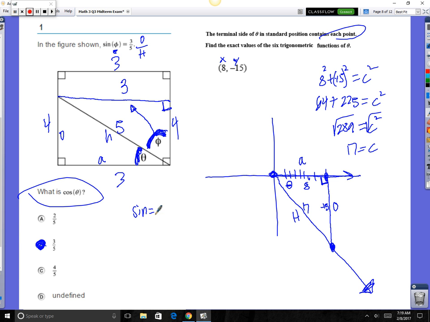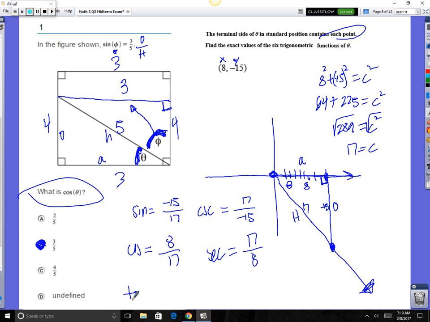So the sine is going to be the O over H. So it's going to be negative 15 over 17. And if I flip that upside down, if I put the 17 on top of the negative 15 on bottom, that's going to be cosecant. The cosine is going to be the A on top and the H on bottom. So it's going to be 8 over 17. And if I flip that, put 17 over 8, that would be secant.